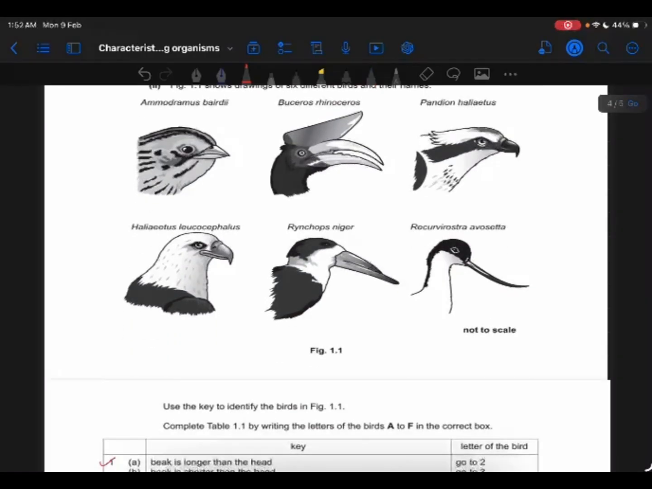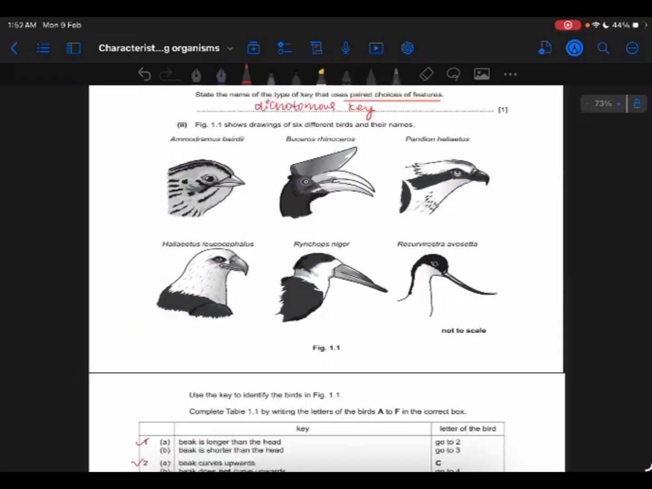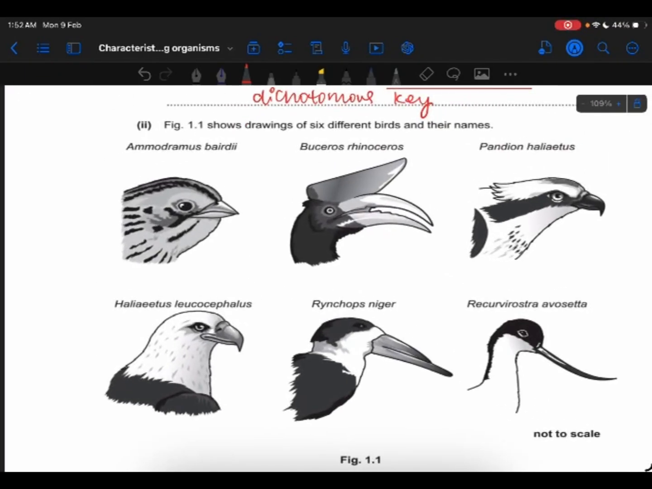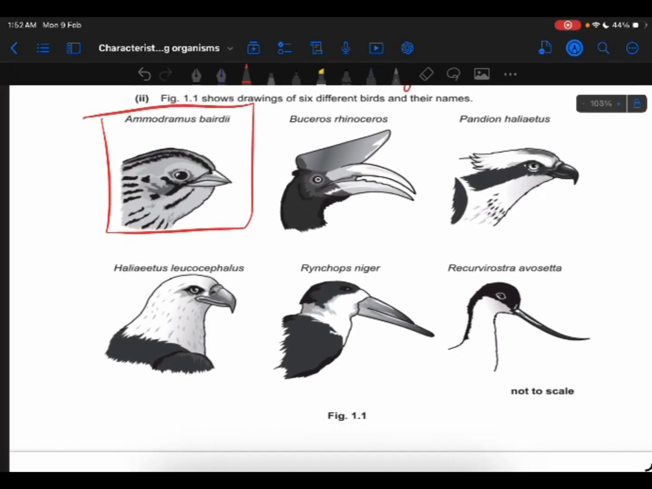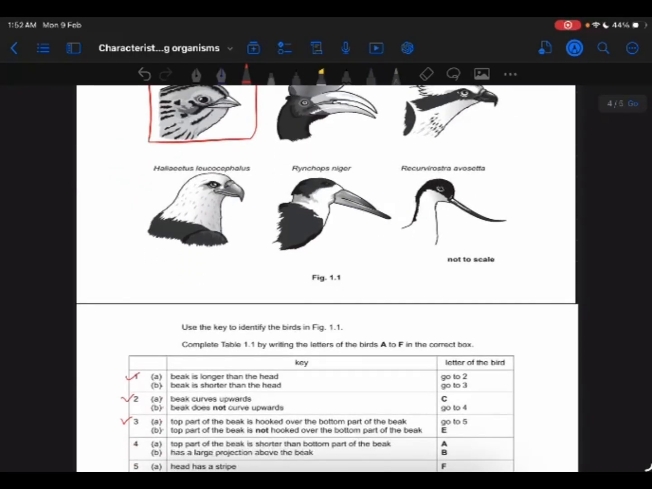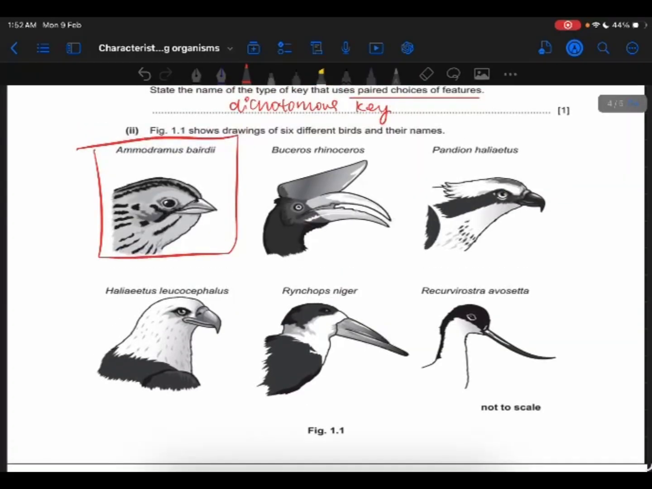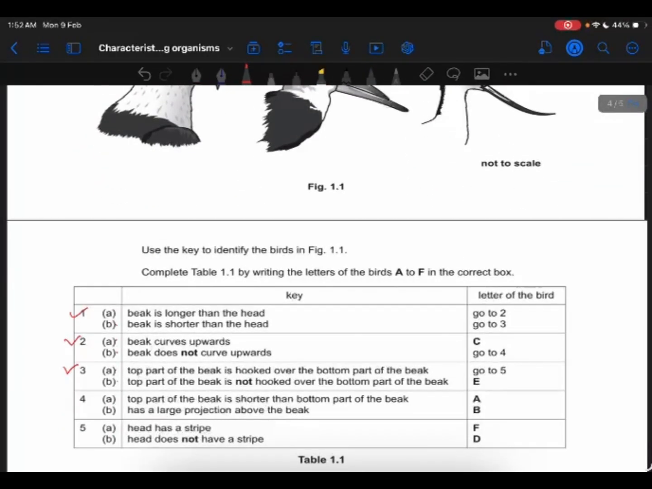Okay, now moving on to how we're going to actually solve a question of the dichotomous key. We're going to take each of them as our subjects one by one. So first, let's start with this first guy, Amodremus beardi. I don't know if I said that right, probably not, but let's move on. Is the beak longer than the head? You can see it's clearly not. The head is longer, so the beak is shorter. So the beak is shorter than the head, go to 3.